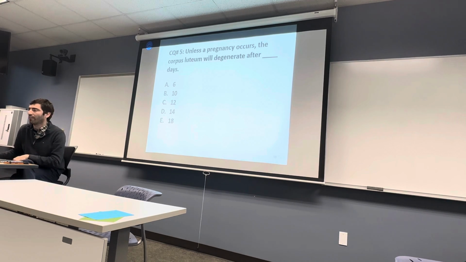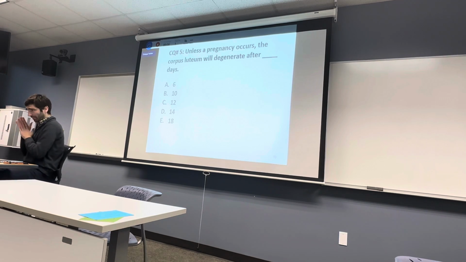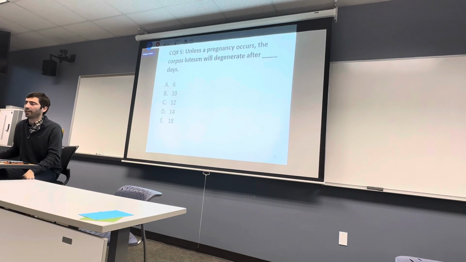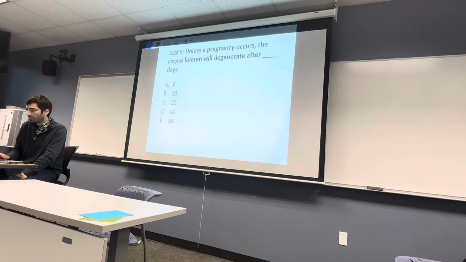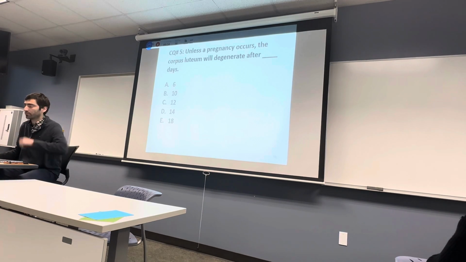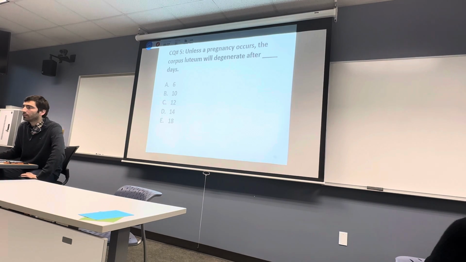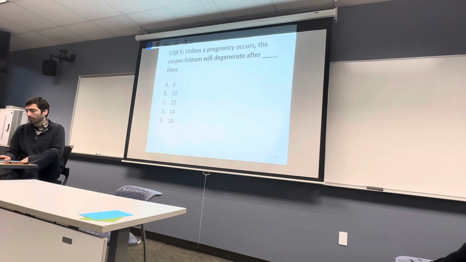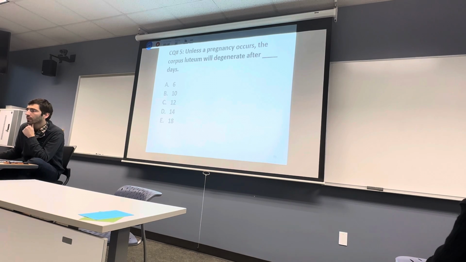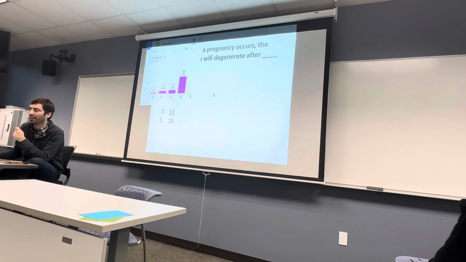But before we get to that second graph that I'll show you, let's ask this iClicker question, which should be easy if you were paying attention. Unless a pregnancy occurs, the corpus luteum will degenerate after 6, 10, 12, 14, or 18 days. iClicker. About 10 more seconds. Finalize your answers and see. All right, good. Overwhelming support here. 14 days, and that's the correct answer here.